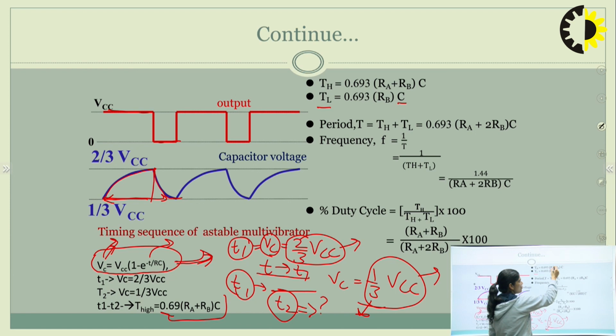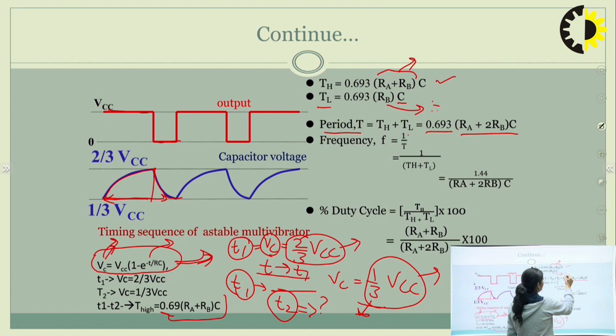RA and RB, because the capacitor charges through the resistances RA and RB, and when the capacitor discharges, it is through the path where you have the RB resistance only. So charging time is more as compared to discharging time. Now, the total time period is equal to T on plus T off, so that is equal to 0.693 (RA + 2RB) C. Let us consider this is equation 1 and this is equation 2. Add these two equations and you will get 0.693 (RA + 2RB) C.